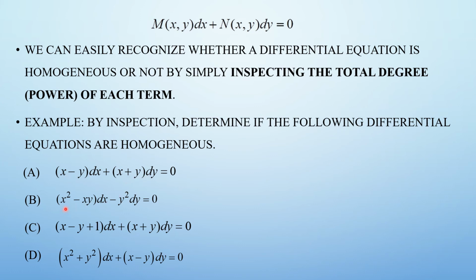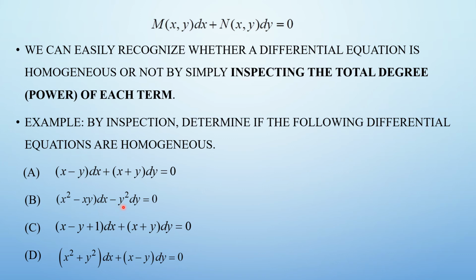Part B, the function M has two terms. The first term is of degree 2, the second term also has degree 2. Because the degree of x is 1 and the degree of y is also 1, the total degree for this second term is 2. Therefore, we say that this M is a homogeneous function of degree 2.